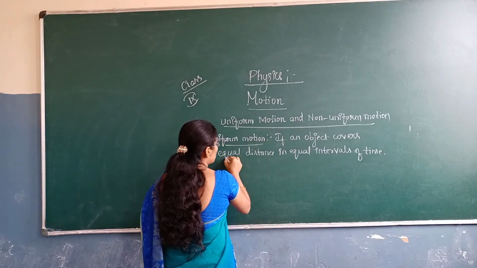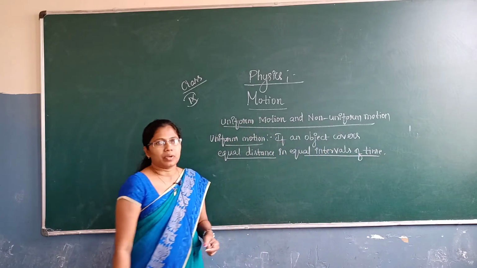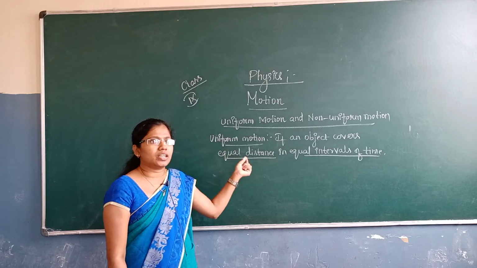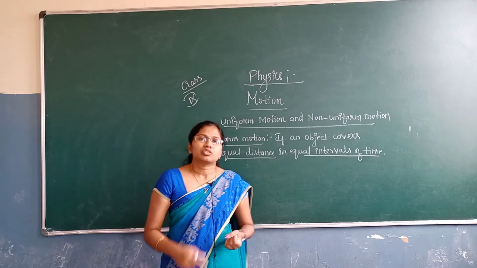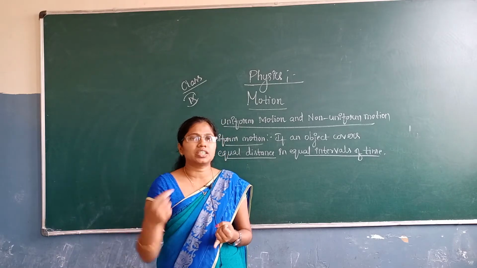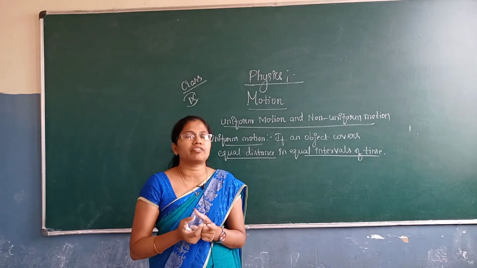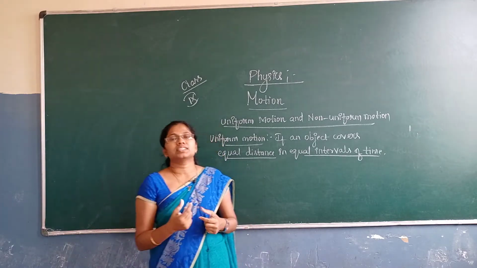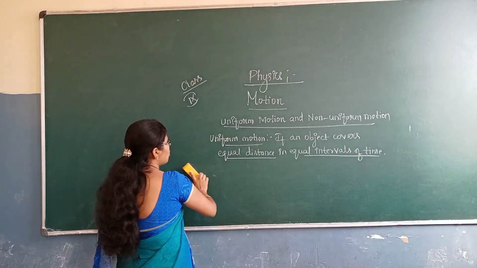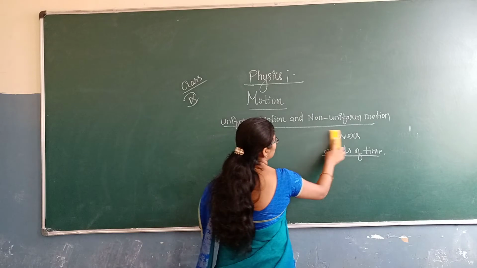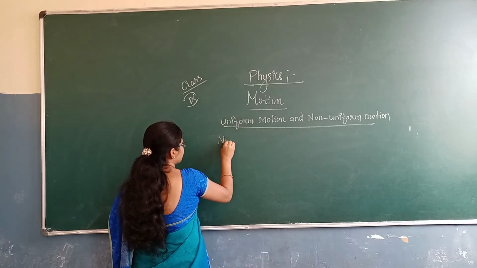Here the very important point is equal distance in equal intervals of time. Now let me give some examples of uniform motion. For example, we can take the rotation and the revolution of the earth as uniform motion. Next, we shall move on to the next type of motion, that is non-uniform motion.